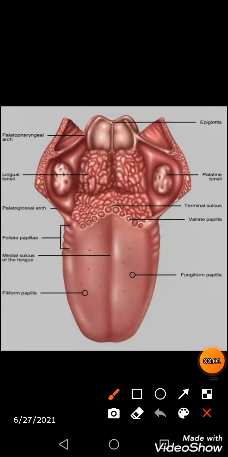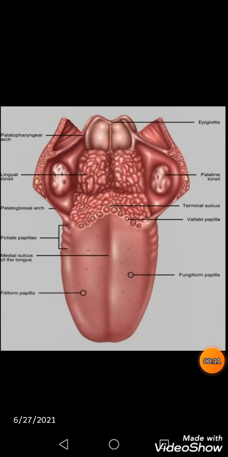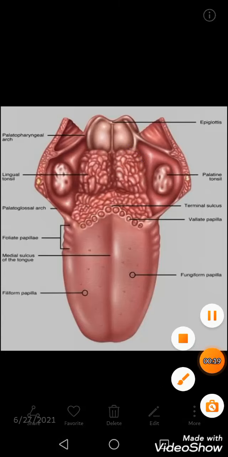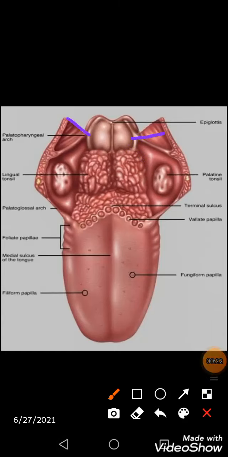Now we have to talk about the most posterior part of the tongue that is attached to the epiglottis through 3 folds, right? The median one among them is the median glossoepiglottic fold. Then there are 2 lateral glossoepiglottic folds, and in between these there lies a depression on both sides called the vallecula. And then the lateral fold separates this vallecula from the piriform fossa, which lies here.